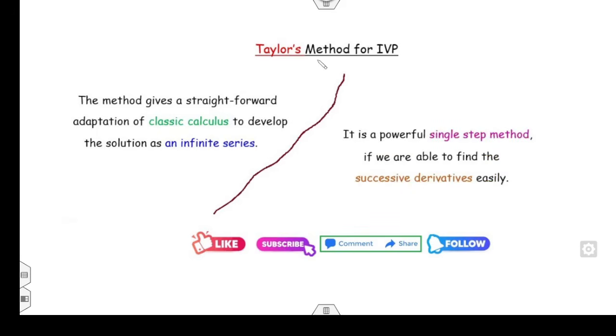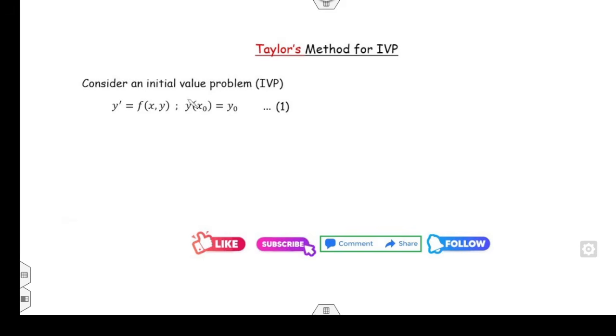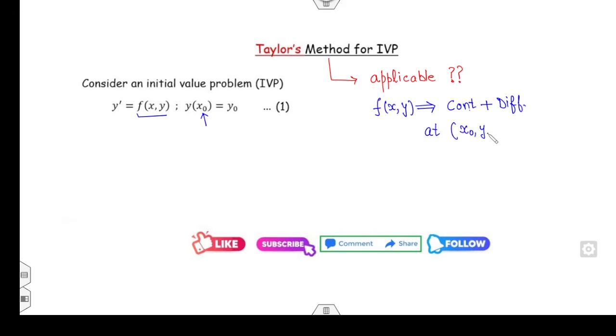Now, in the Taylor series method, we are using successive derivatives. But make sure, the first question that arises is, how do you know in the examinations whether the Taylor method is applicable or not? The simple answer is, whenever you look at the function f, if the given function f is continuous and differentiable at the initial point x naught, y naught, then you can apply the Taylor series method.